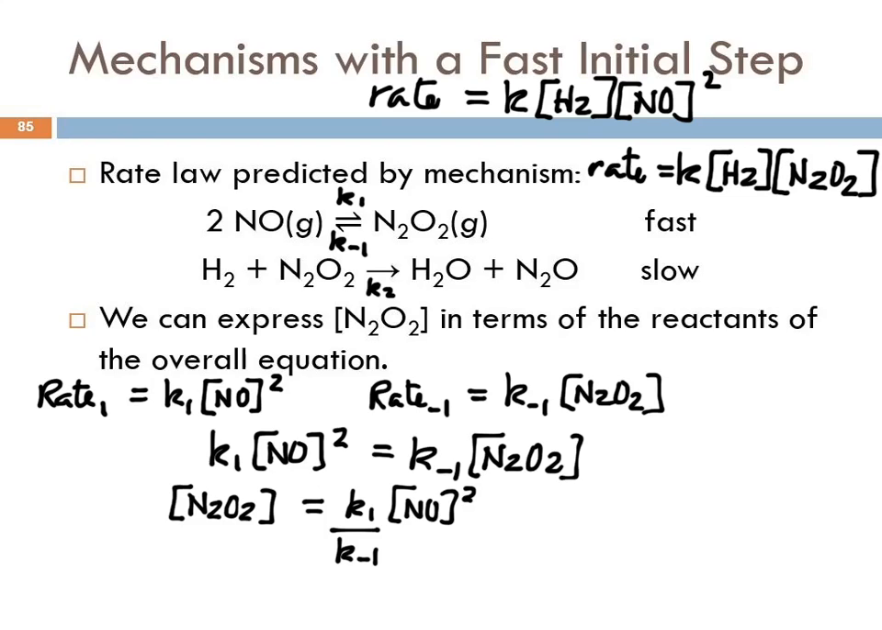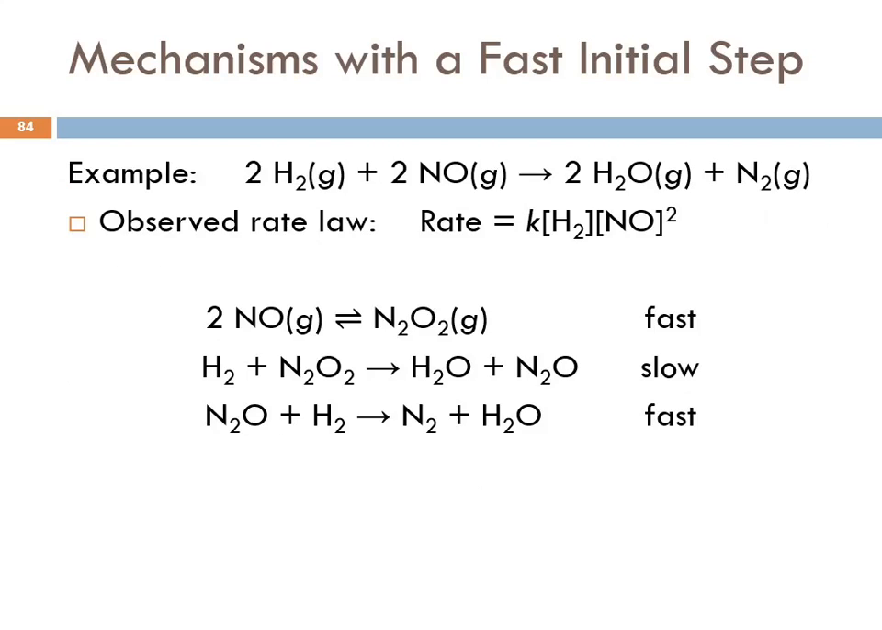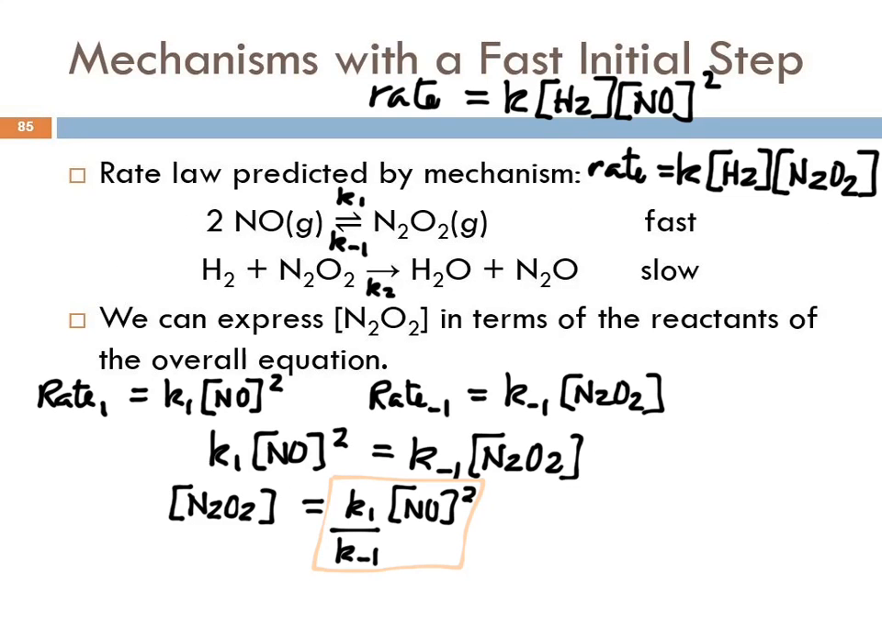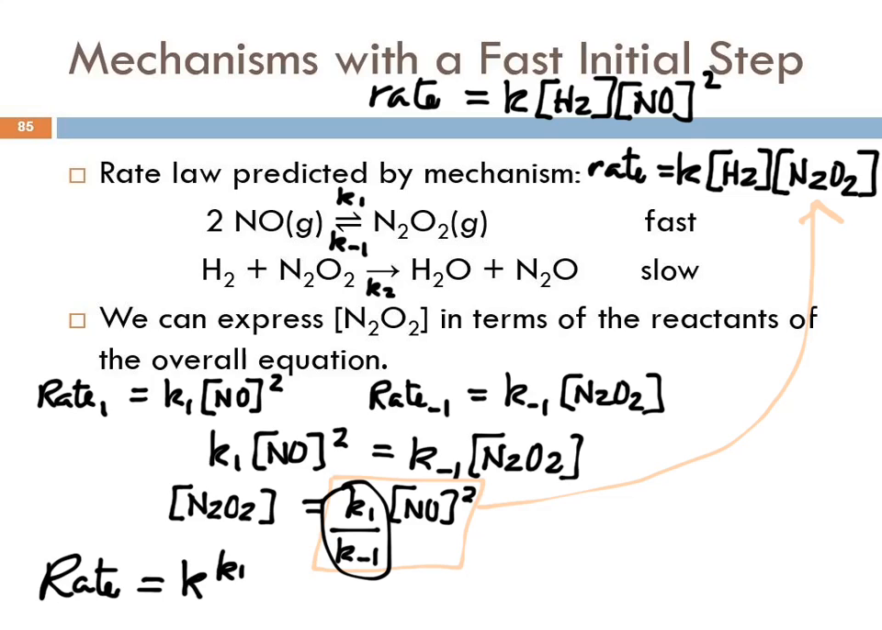Now we can take this here, and press the wrong button on the iPad. There we go. And substitute it in here. So now we have that the rate equals this constant times, what I'm going to do is pull these constants out and stick them in the front.